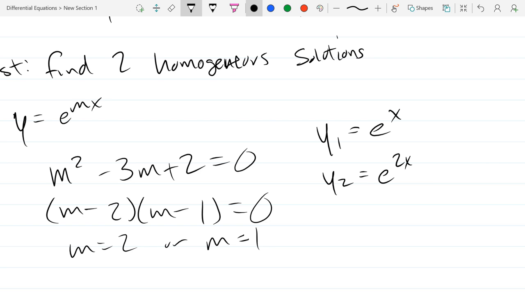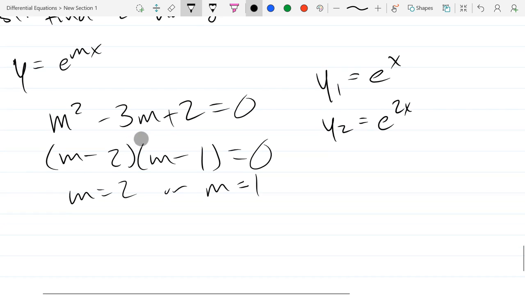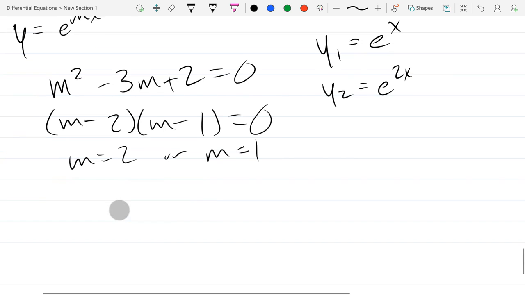Any questions on 1 and 2? Those are your two m values. They're not repeated, so we get the regular way to write them. So now we're going to do that variation of parameters, and we have that system of two equations to solve.